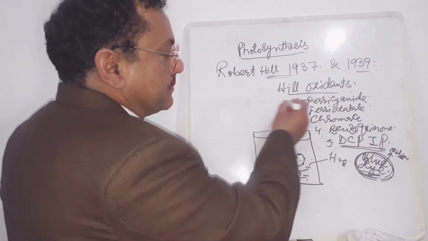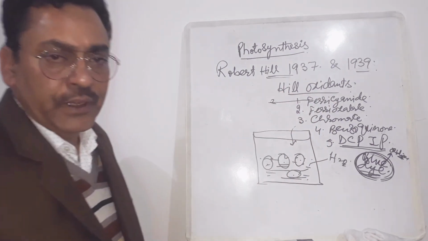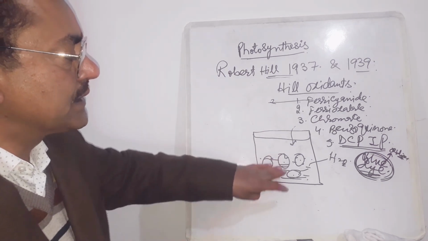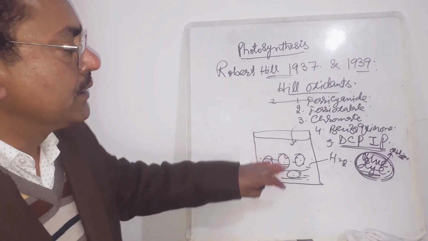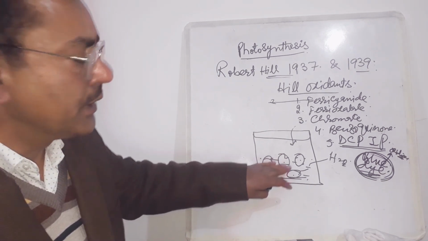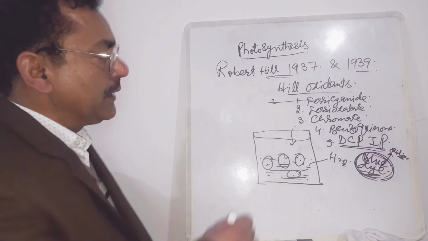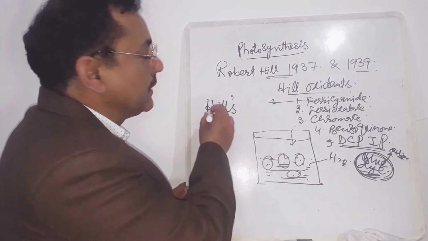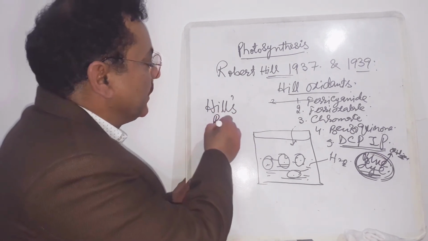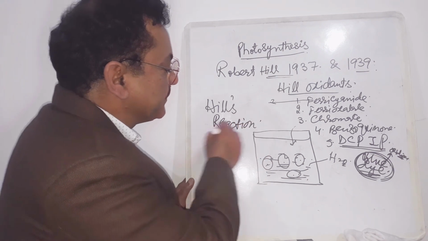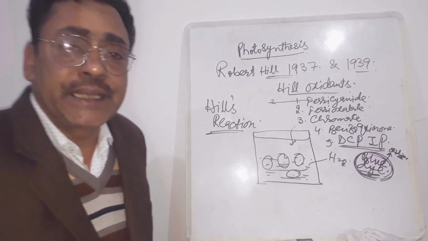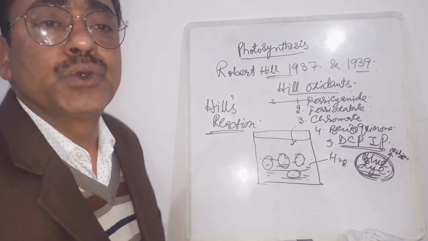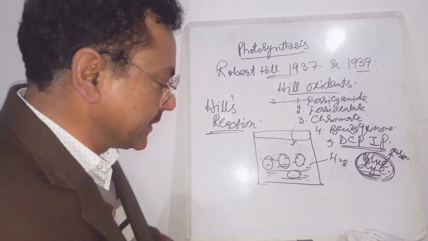And now let us try ferricyanide. Ferricyanide was taken by Robert Hill and it was put in this suspension of chloroplasts that were suspended in water in the presence of light. And he carried out a reaction that is called Hill's reaction. What do we call it in photosynthesis? It is called Hill's reaction. Please understand this. The Hill's reaction has proved that water can act as a source of oxygen in the process of photosynthesis.